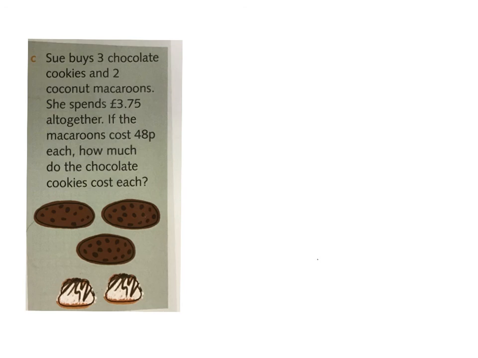And question C. Sue buys 3 chocolate cookies and 2 coconut macaroons. She spends £3.75 altogether. If the macaroons cost 48p each, how much do the chocolate cookies cost? So she buys 2 macaroons and they're 48p each. So the first thing I'm going to do is 48p times 2 to find out the total price of the macaroons. Okay, so the macaroons cost 96p altogether.